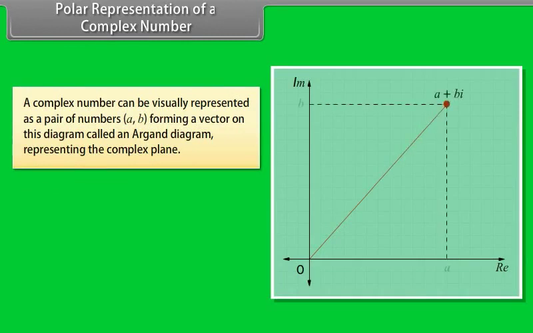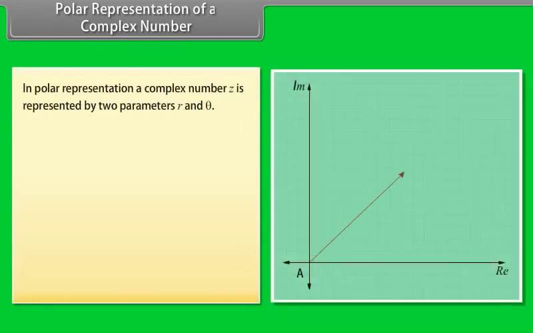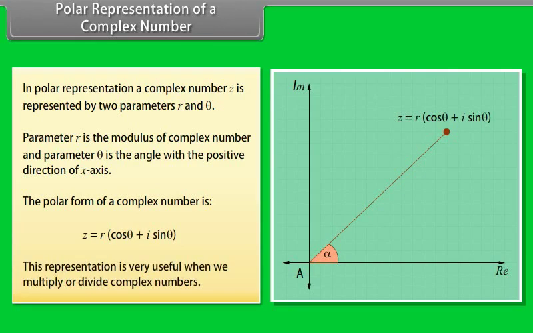Polar representation of a complex number. A complex number can be visually represented as a pair of numbers (a, b), forming a vector on a diagram called the Argand diagram, representing the complex plane. RE is the real axis, IM is the imaginary axis, and iota is the imaginary unit, satisfying iota square is equal to minus 1. In polar representation, a complex number z is represented by two parameters, r and theta. Parameter r is the modulus of the complex number, and parameter theta is the angle with the positive direction of the x-axis. The polar form of a complex number is z is equal to r into cos theta plus iota sin theta. This representation is very useful when we multiply or divide complex numbers.